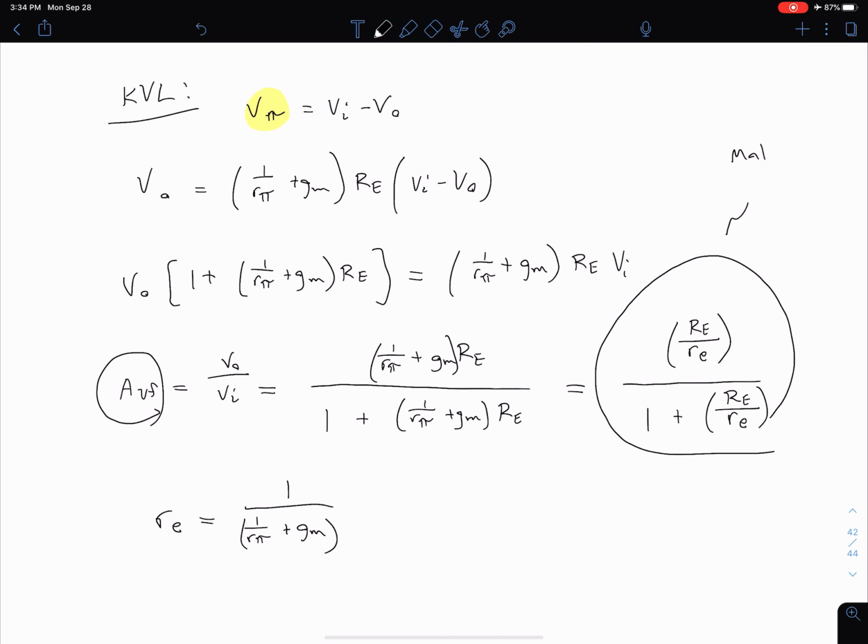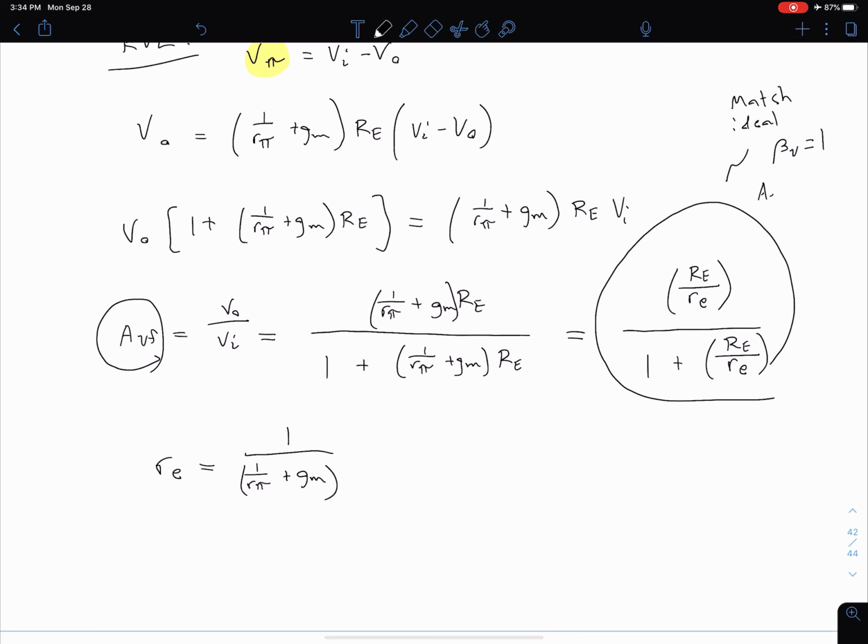Note that this does match our ideal form, because recall we said that in this case our beta V is equal to 1. And so what that means is that our A sub V is equal to this R sub E divided by our lowercase r sub e.